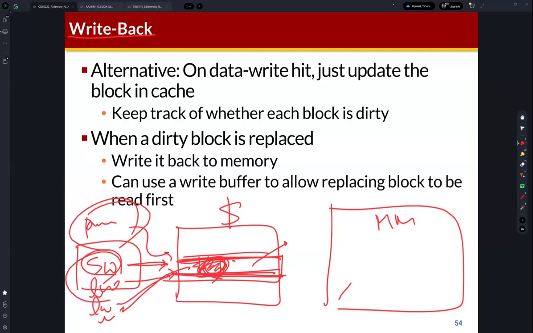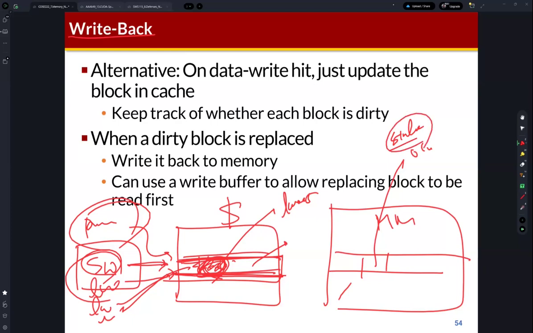Then this is the latest data, right? And then this is the old data or stale data. So stale. Okay. So this data in memory needs to be updated by this new data, the latest data, right? When?